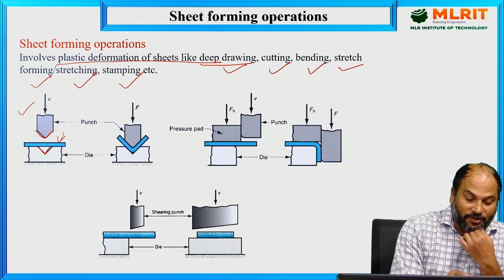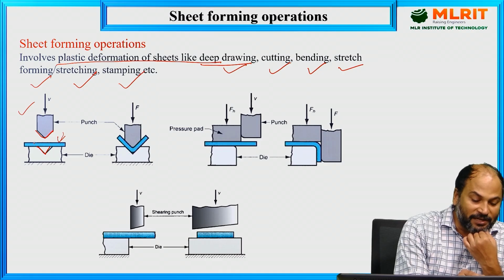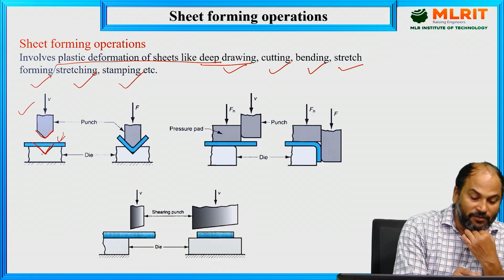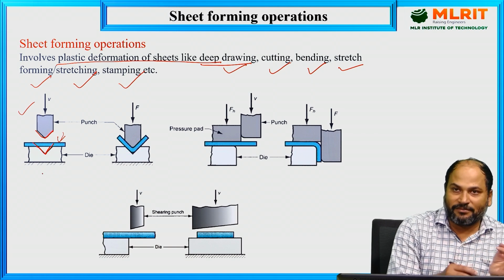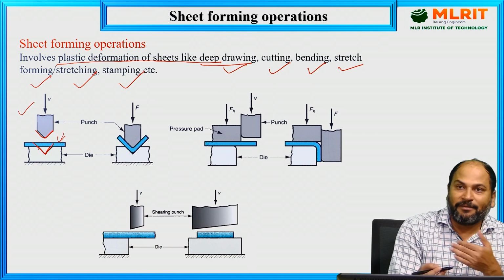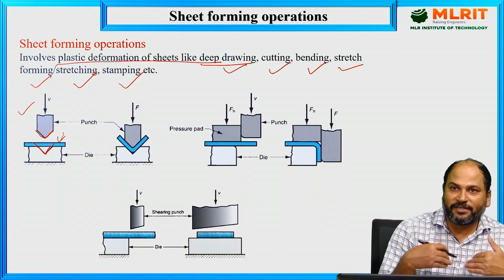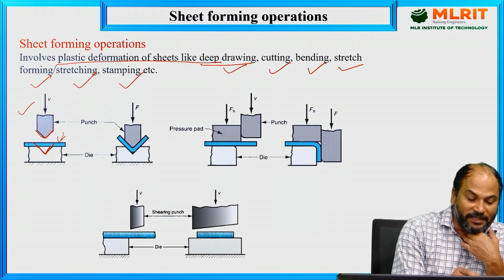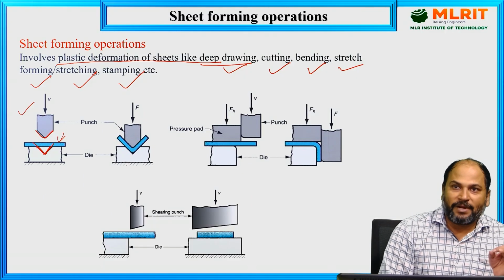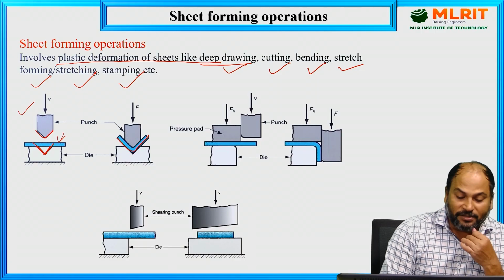So what will happen once it comes and strikes this one? This will start to deform, and once it starts to deform, it will go inside this die cavity, the V shape we have given. After some deformation, obviously it will start to flow, and finally it will take the shape of this V. So finally this rod or the blank will be in the V shape. So we can see here, this is a bending operation.